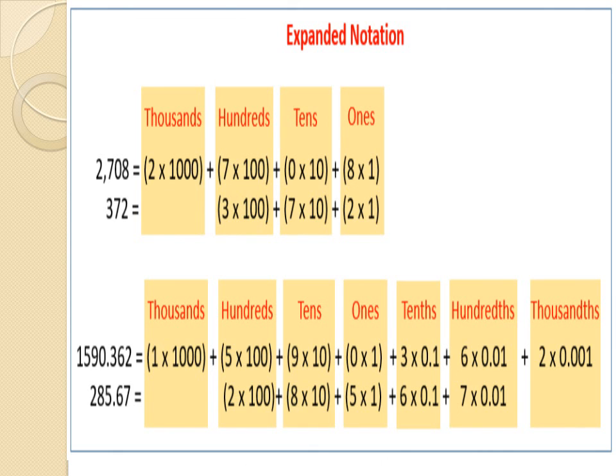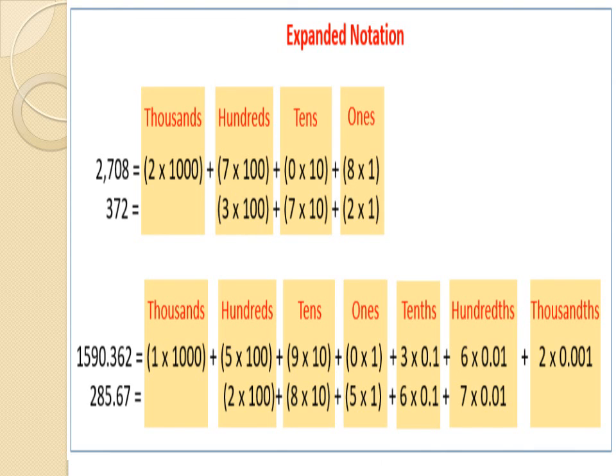Let's see another number, 372. 3 times 100, because it's found in the 100 digit, plus 7, which is found in the 10th digit, times 10, plus 2, which is found in the 1st digit, times 1. This is as a natural number, as a whole number. If you want to write a decimal number in expanded form, let's see how.